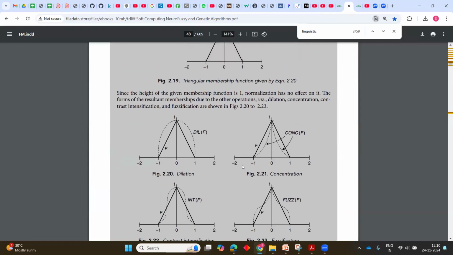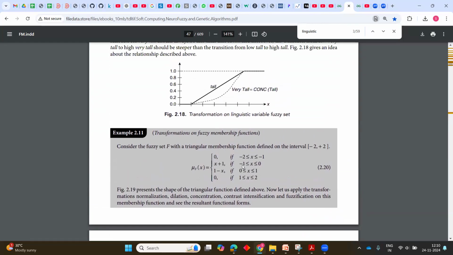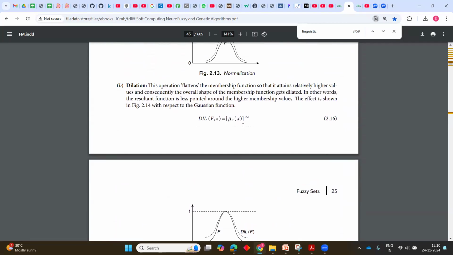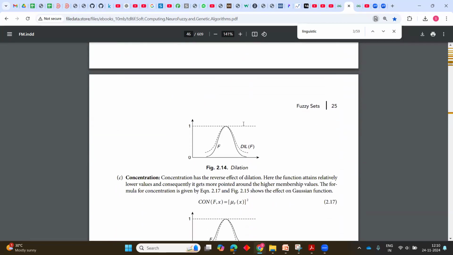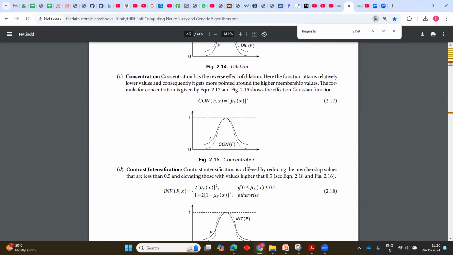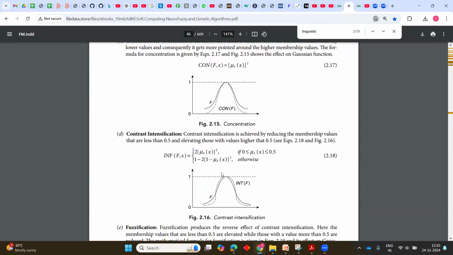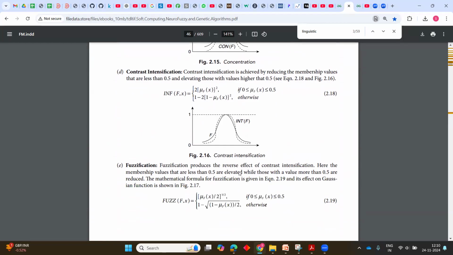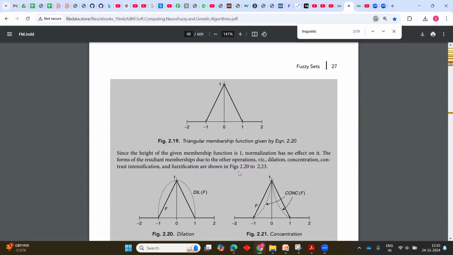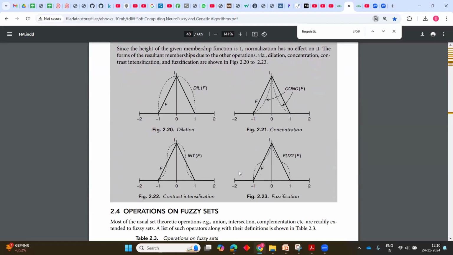So these are some examples. You can apply any kind of formula like the ones given here. For dilation, you can take the square root. For concentration, you can take the square. More possibilities are there; these are just some examples. For intensification, between 0 and 0.5, you apply 2 times the square. Otherwise, we take 1 minus 2 times the square of (1 minus the membership value), and so on. Similarly for fuzzification. You can go through these formulas and try out other examples also.